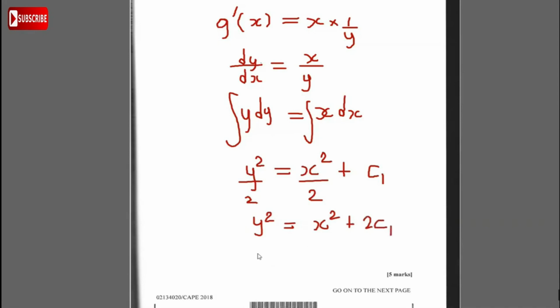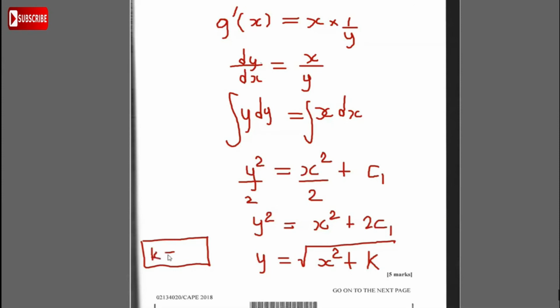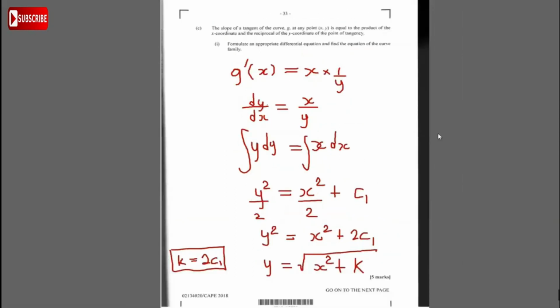And then I square root both sides to get y is equal to the square root of x squared plus k. You're going to ask me, where does k come from? K is just another constant, where k is equal to 2c1. That's all I did: substitute a constant k for 2c1. Nice, easy, soft.